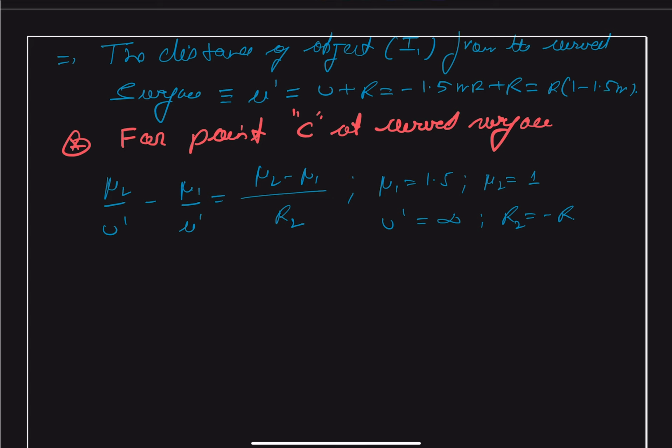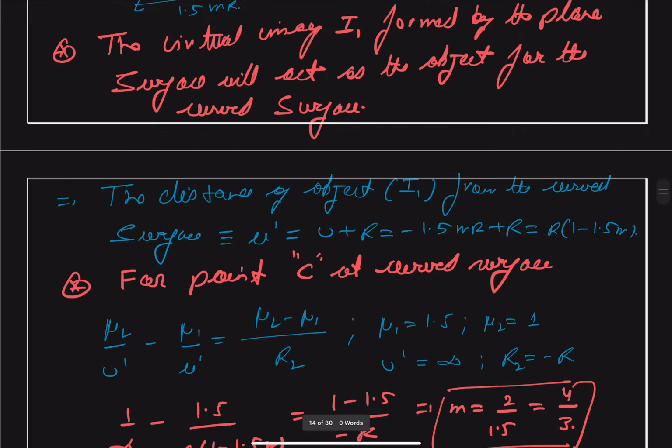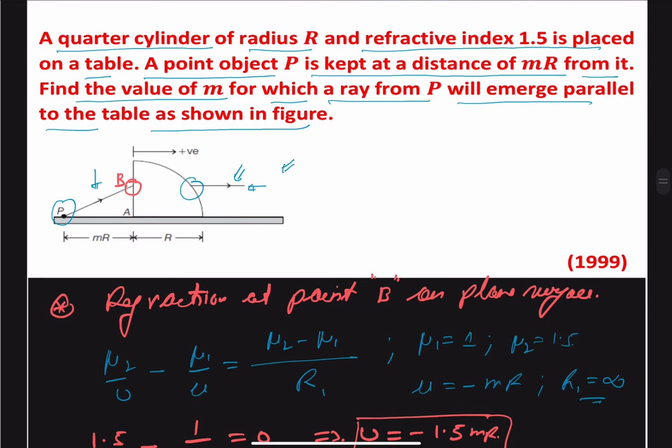So we get this as 1 upon infinity minus 1.5 divided by u prime, which we just found out is r(1 minus 1.5 m), is equal to (1 minus 1.5) divided by minus r. And if we solve it, we can get that our m will be equal to 2 upon 1.5, and this can also be written as 4 upon 3. So this is the value of m which we were supposed to find out.